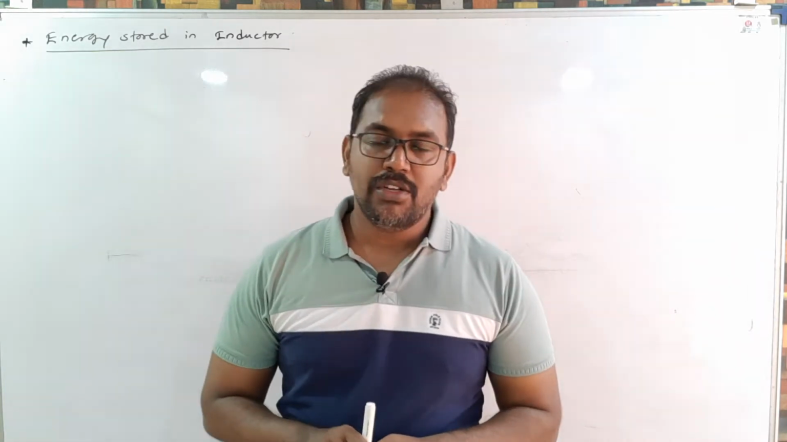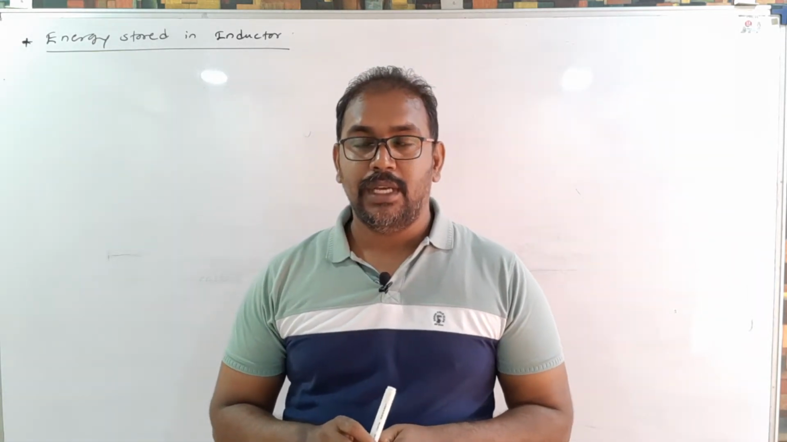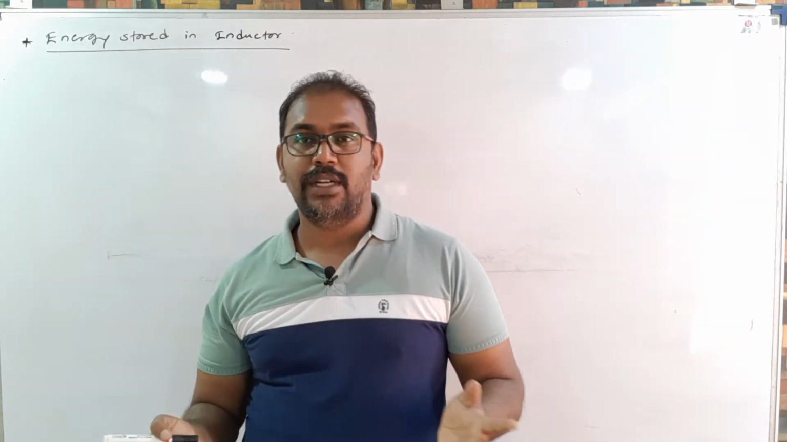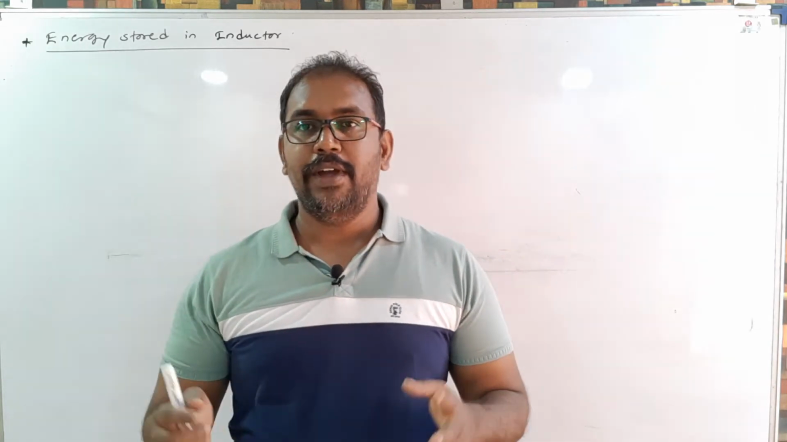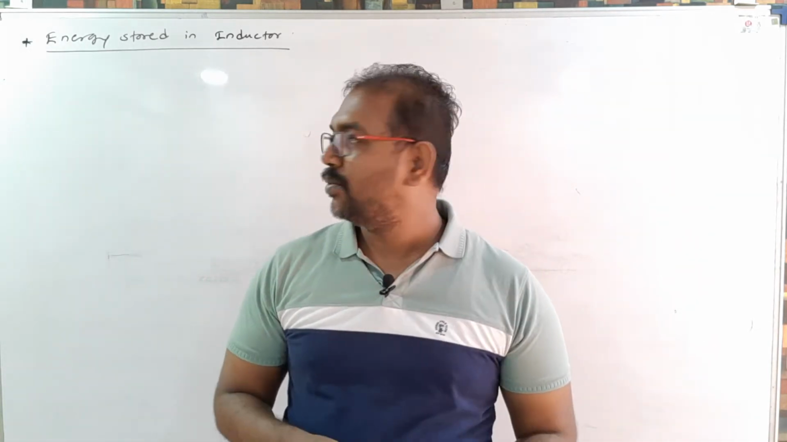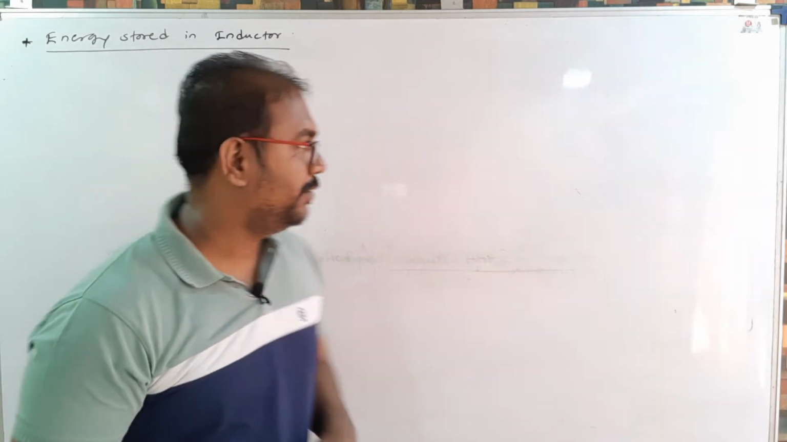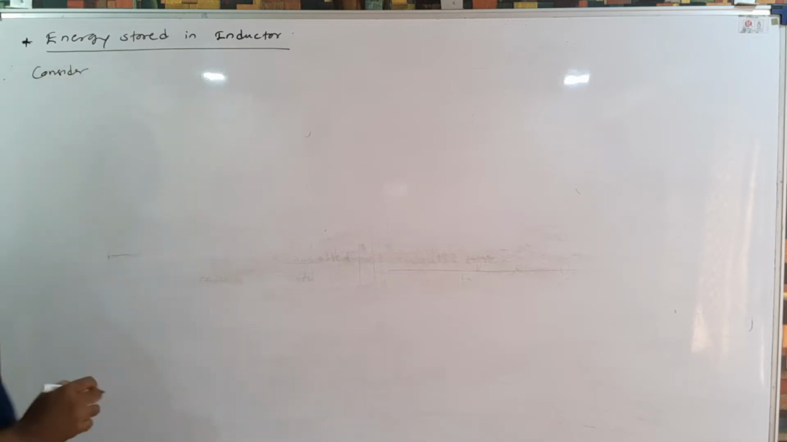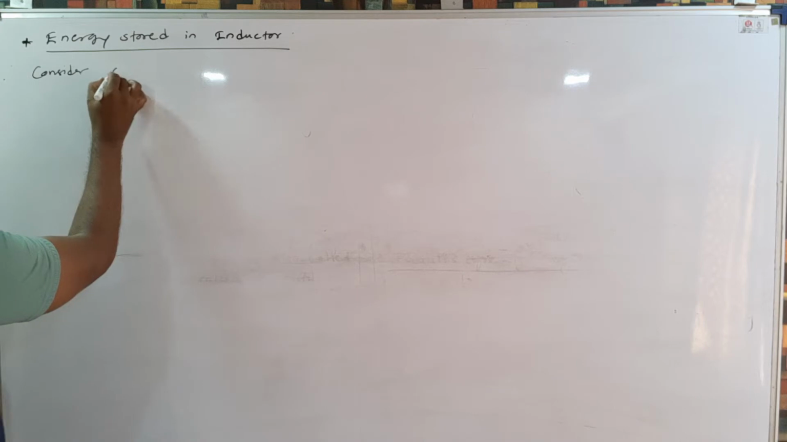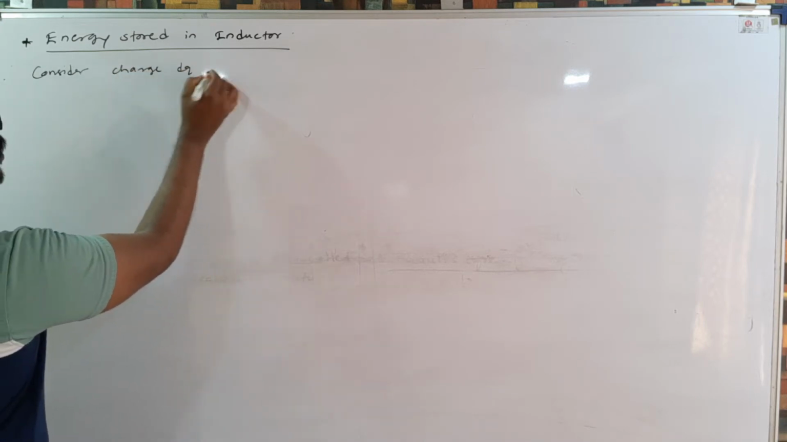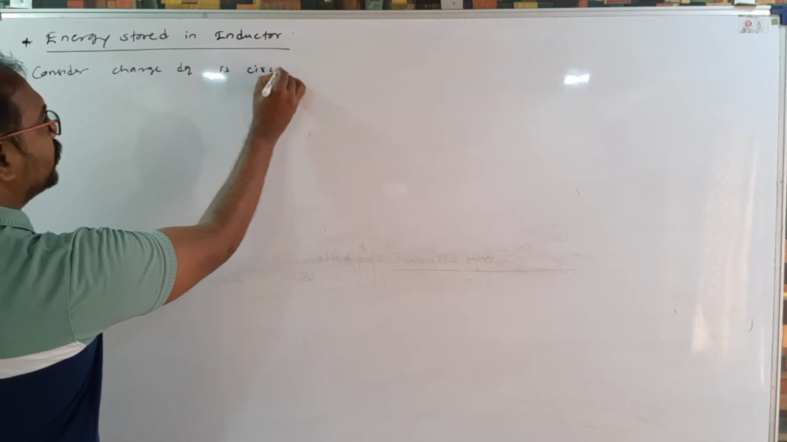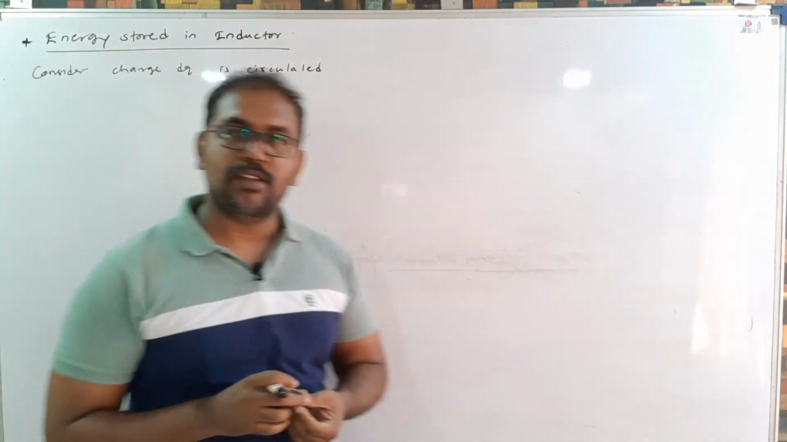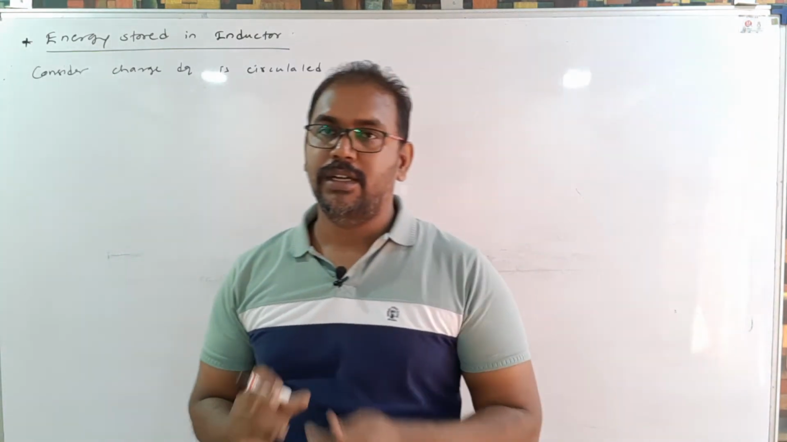Then, to maintain constant current, some work is done. And that work done is nothing but the energy stored. So you know that work and energy both are equivalent. Now let me find out how much work is done here, and that work done we can write as the energy stored in magnetic field. So consider a charge dq is circulated through that inductor, through that conductor.